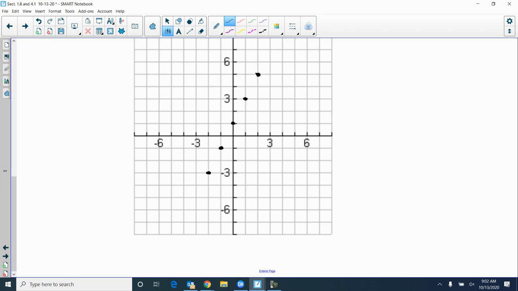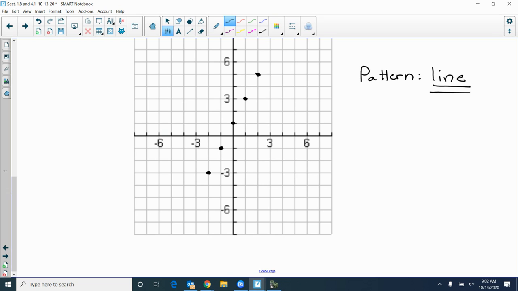Does it form a pattern, or are they just random? There's a pattern. What's the pattern? If you would connect them and make a what? Line. Do not connect them at this point, so just draw that pattern. So yes, there is a pattern, and it's a line.